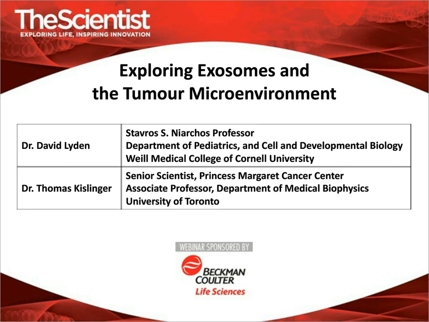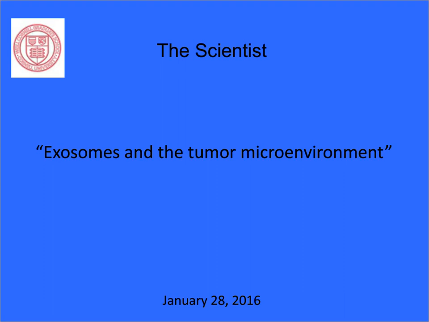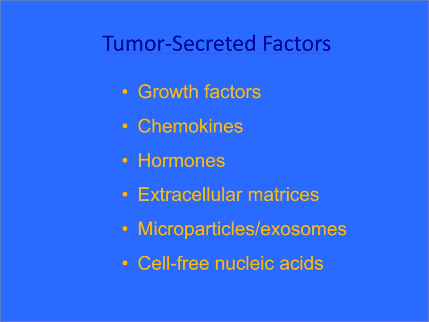Yes. Thank you, Susan, and we're delighted to be here today. And we're going to be talking about the role of tumor exosomes as crosstalk mediators in preparing pre-metastatic niches at the metastatic microenvironment. And as you can see on this long list of tumor-secreted factors, there's growth factors, chemokines, hormones, extracellular matrices that can actually circulate. And here I show microvesicles and exosomes. And lastly, cell-free nucleic acids is a big area of interest with circulating DNA.